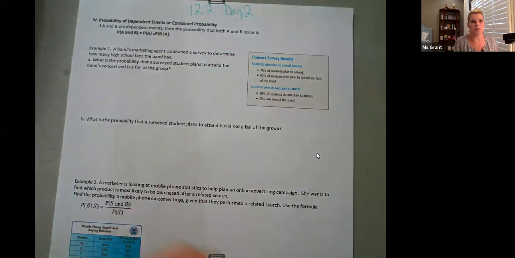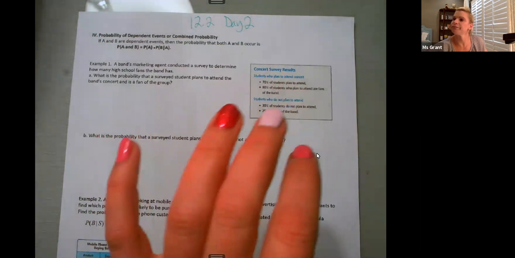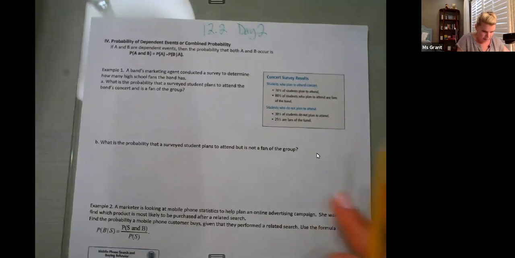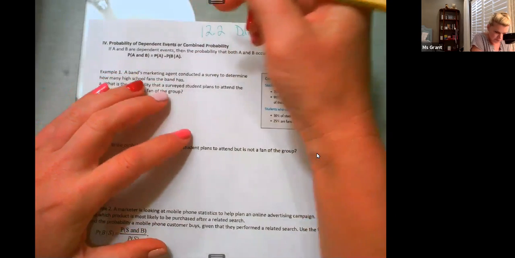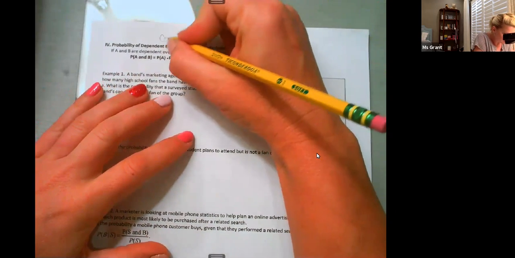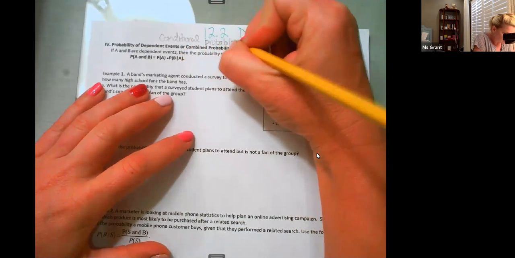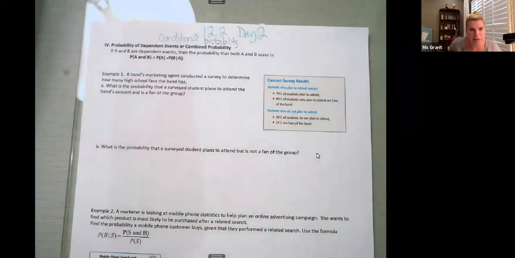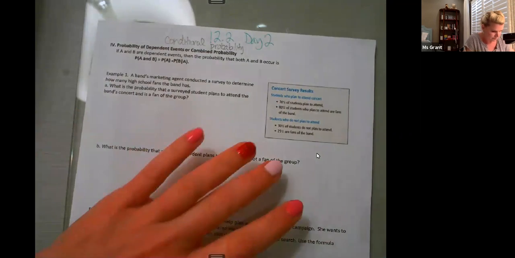And then I also wanted to explain, okay, so this is a conditional probability. We're still doing conditional probability. Let me move my chair over. Sorry. All right, let's check out what we've got on number 1.